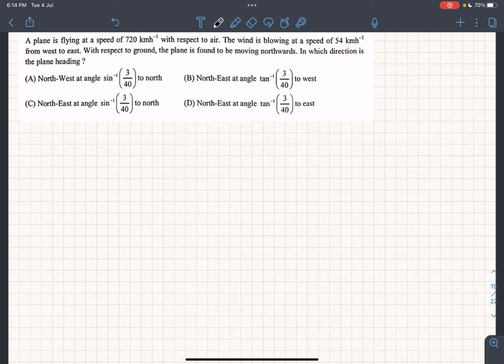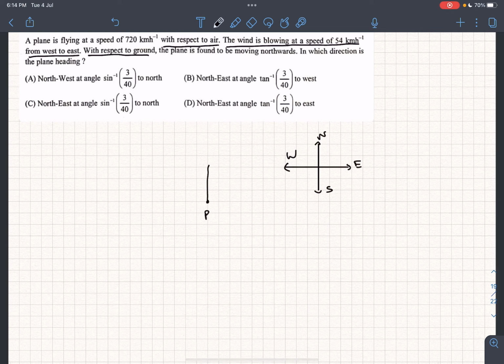So in this question, we have a plane that is flying at a speed of 720 kilometers per hour with respect to air, and the wind is blowing at a speed of 54 kilometers per hour from west to east. Now, with respect to ground, the plane is found to be moving northwards. In which direction is the plane heading? So let's say the plane is here at point P. It's given that the velocity of the plane with respect to ground is in the northwards direction. So it is something like this.